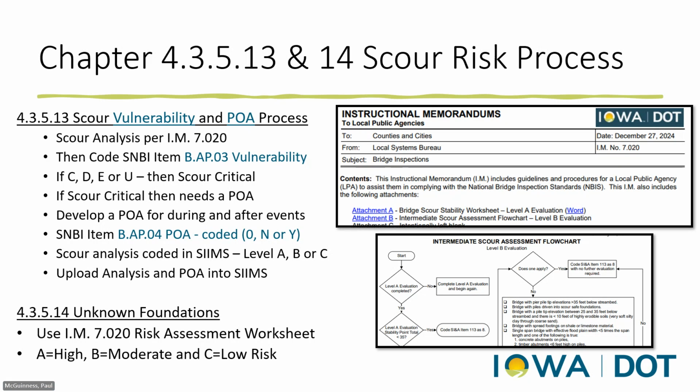The process for assessing scour vulnerability that we have been using has not been changed significantly as a result of the updates to the NBIS or SNBI, and is based on the information available in the local systems IM. For those familiar with it, the main part of that is working through attachments A and B of the IM to do an initial scour assessment and continuing on to any further evaluation if deemed necessary.